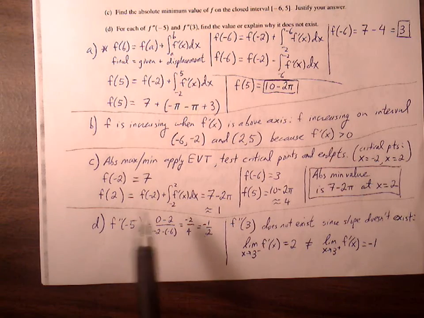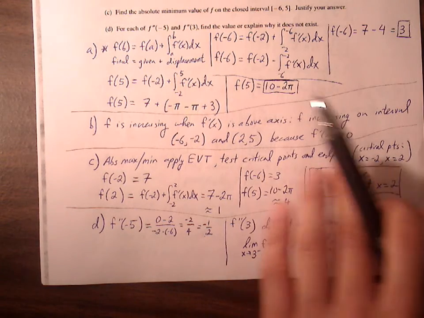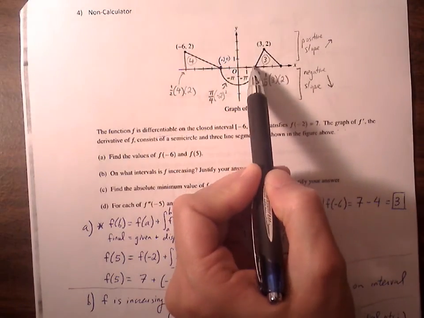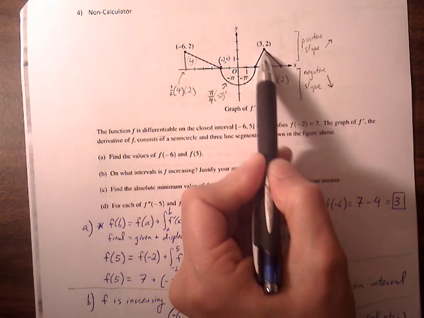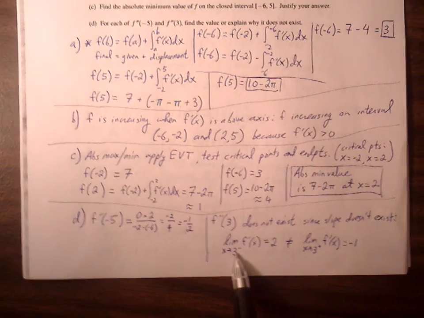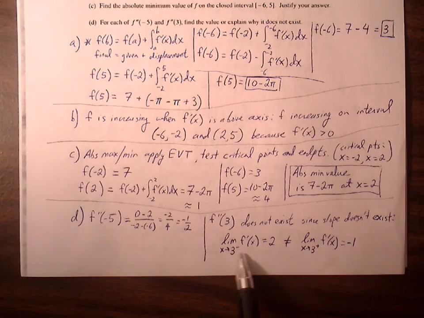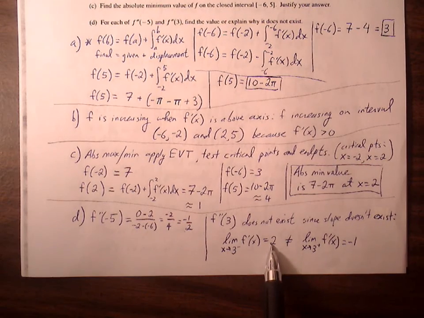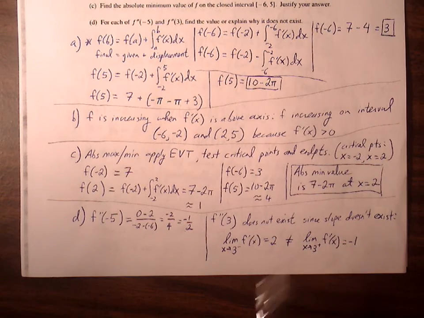The last part, find f double prime of 3. f double prime of 3 is asking for the slope at 3, and the slope doesn't exist because we have a positive slope all of a sudden changing to a negative slope. So the slope doesn't exist, and also we can say that the limit of the slope, basically the limit as x approaches 3 from the left and from the right, are not in agreement. One slope is 2, the other slope is -1, so therefore f double prime of 3 does not exist.